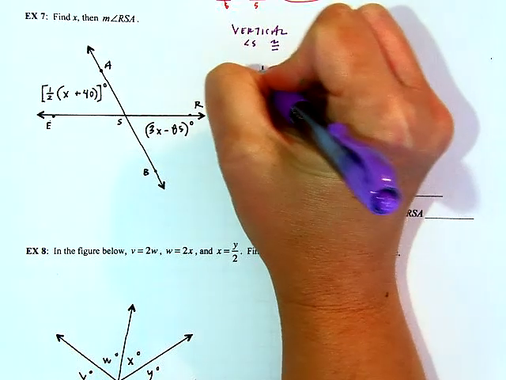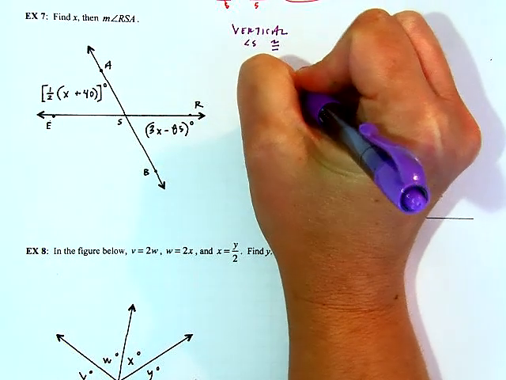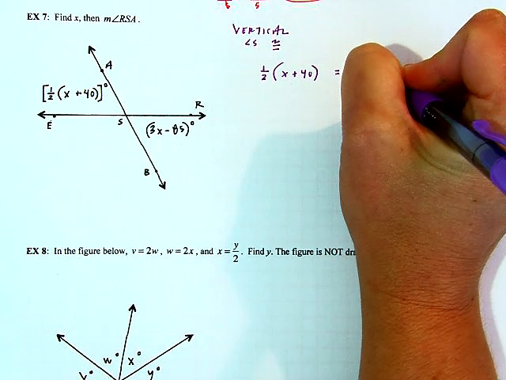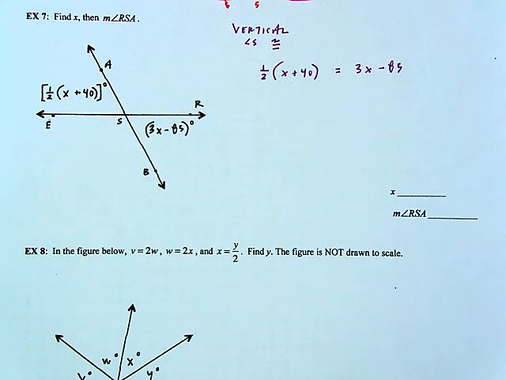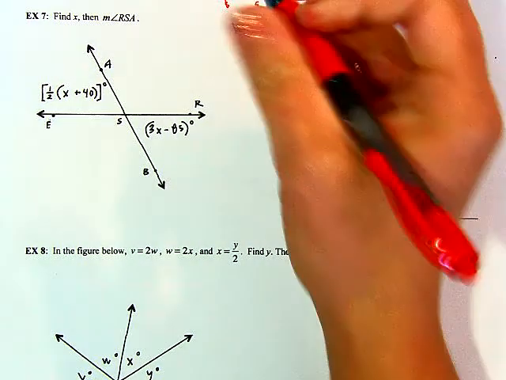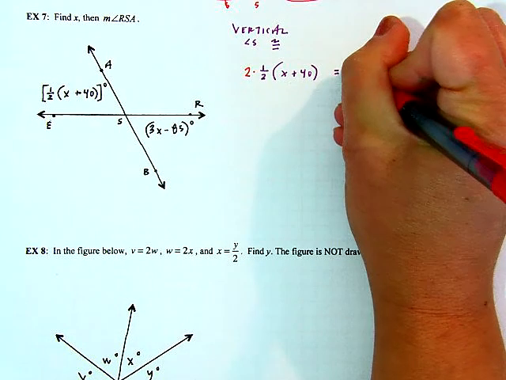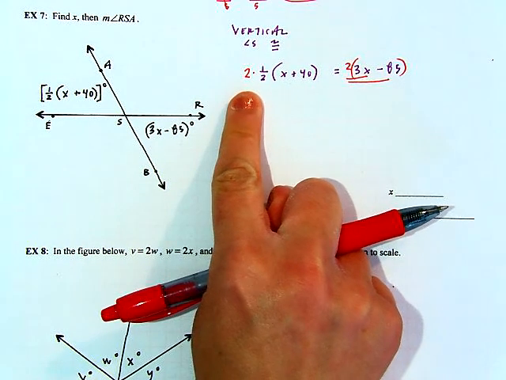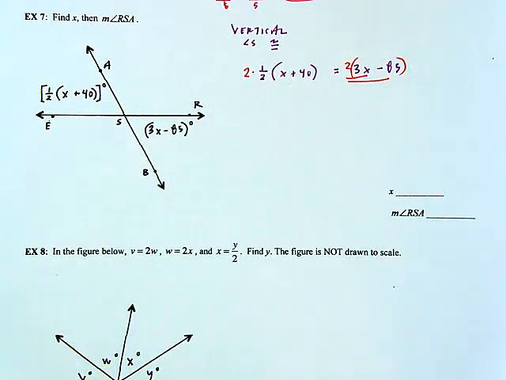So I have 1/2 of x plus 40 equal to 3x minus 85. And I know that I'm going to want to clear my fraction, so I could do two things. I could clear it from this stage, or I could distribute first. It really doesn't matter. So in the previous problem, I distributed first. I'm going to do it the other way this time. So I'm going to go ahead and multiply each side by 2. So by doing that here, this now becomes 1, and I'm left with x plus 40.